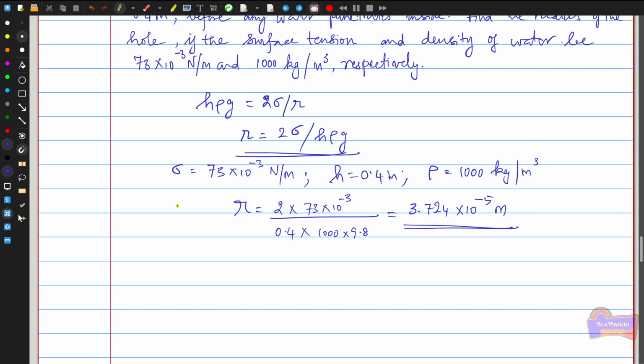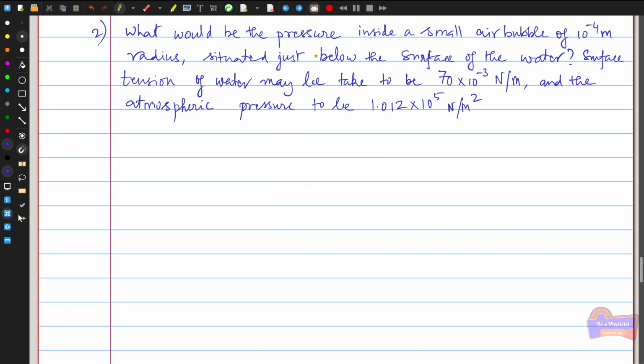Next, the second problem we are considering is: what would be the pressure inside a small air bubble which has a radius of 10 power minus 4 meters, situated just below the surface of the water? The surface tension of the water may be taken as 70 into 10 power minus 3 Newton per meter, and the atmospheric pressure is given as 1.012 into 10 power 5 Newton per meter squared. Here we can consider a spherical air bubble in the atmosphere, so the excess pressure can be given as P is equal to 2 sigma divided by r.